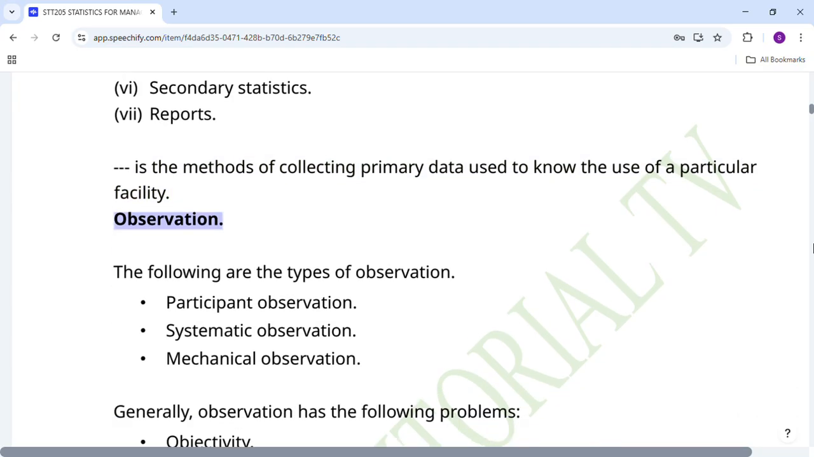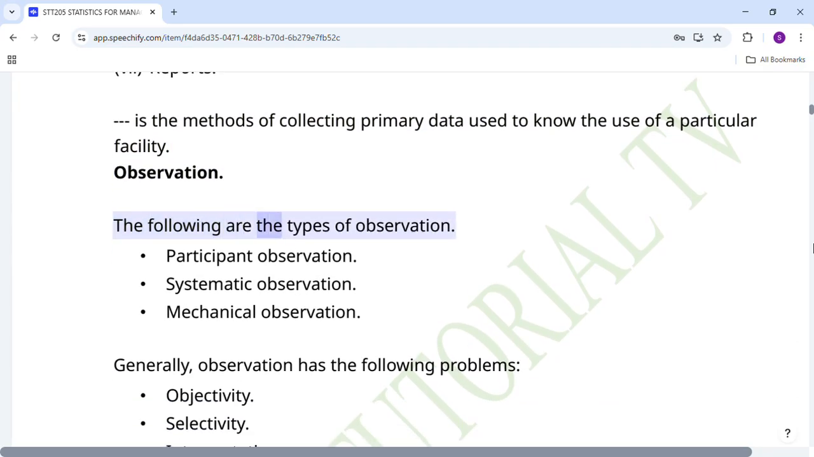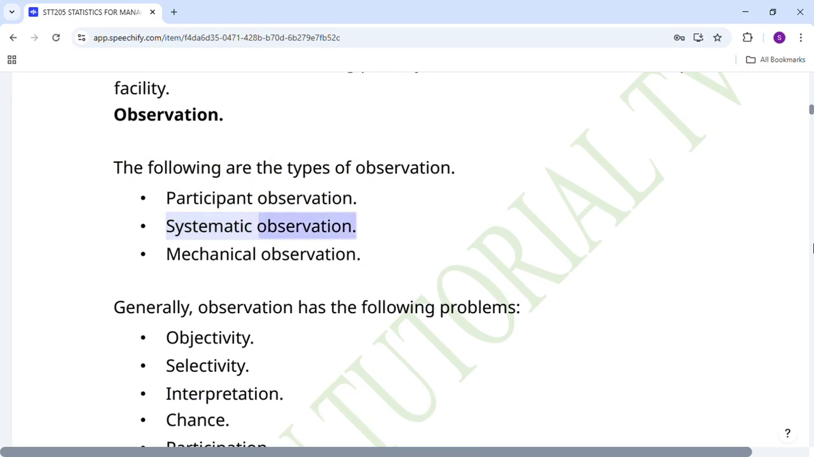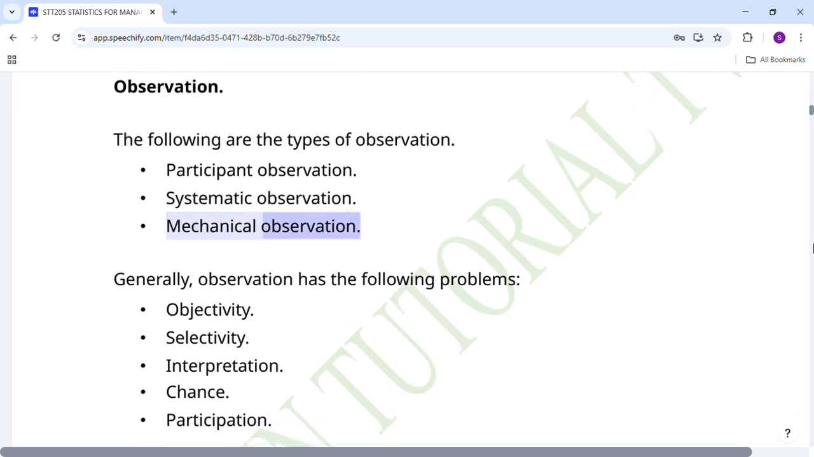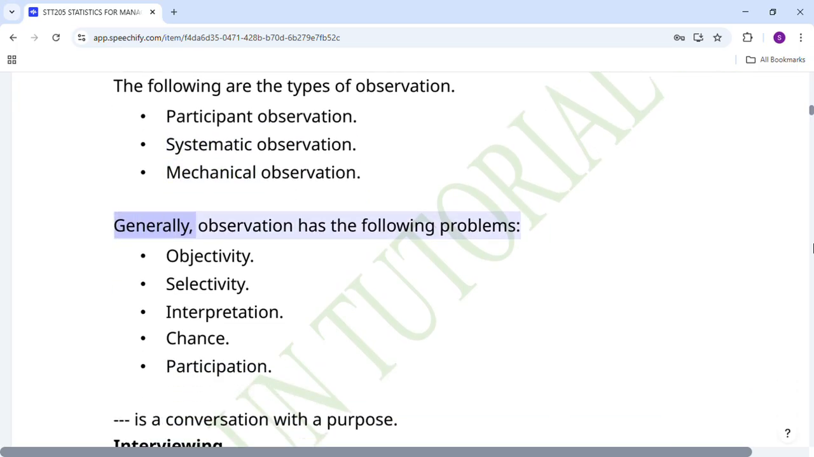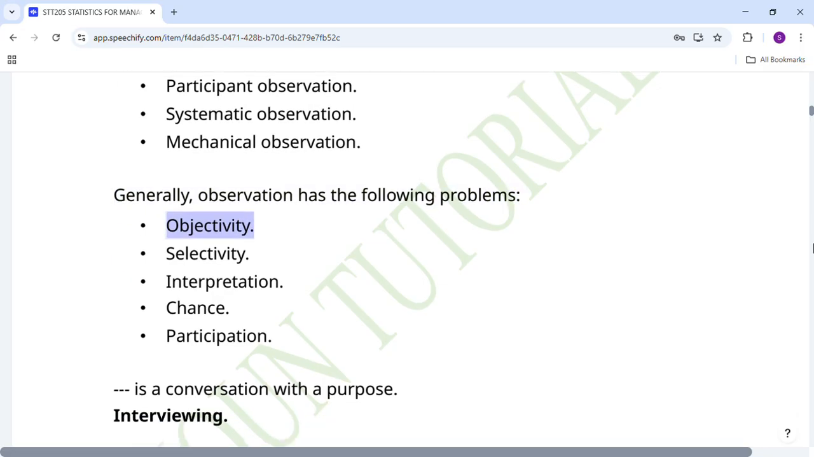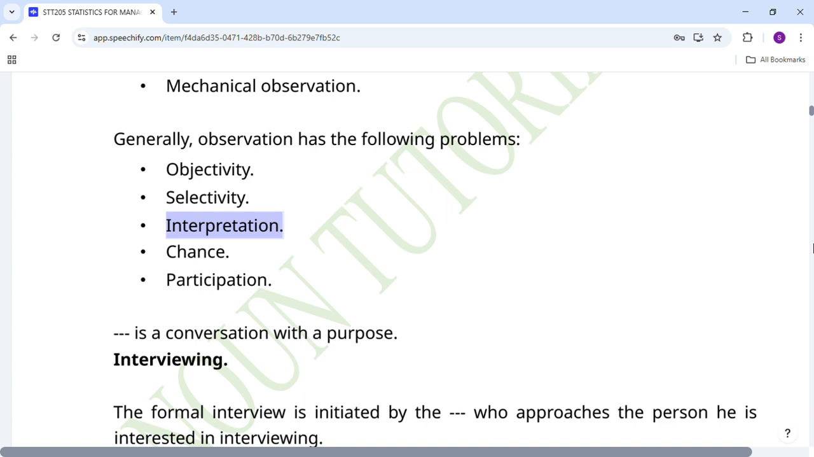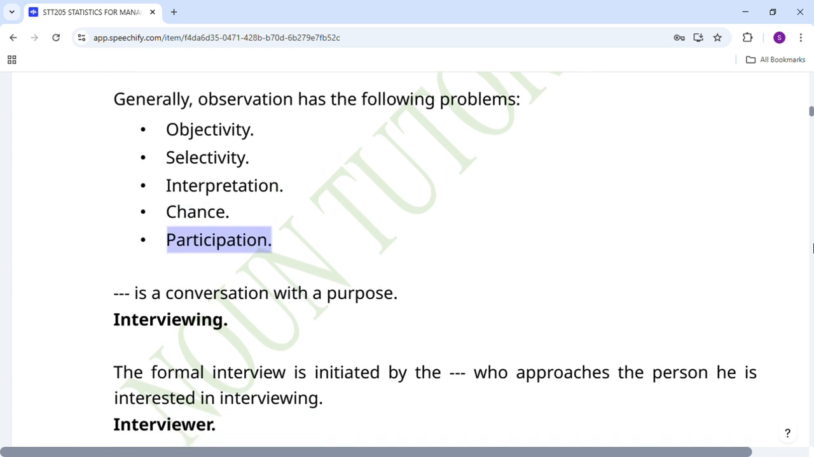Observation. The following are the types of observation: participant observation, systematic observation, mechanical observation. Generally, observation has the following problems: objectivity, selectivity, interpretation, chance, participation.